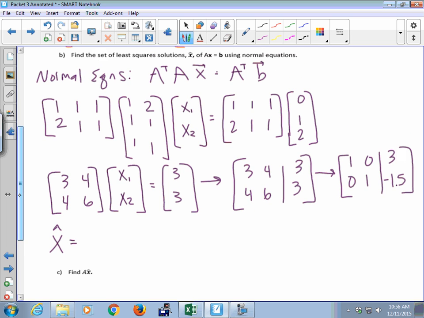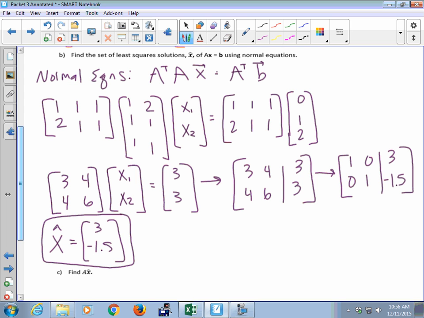Yep. If I were to solve this for x right at the beginning, you multiply both sides of the equation by the inverse of A transpose A. I think it's just as easy to do this, but you can do it the other way if you want. Doesn't matter. Okay, so x hat comes out to 3, negative 1.5. So that is the closest thing to a solution that we can get.